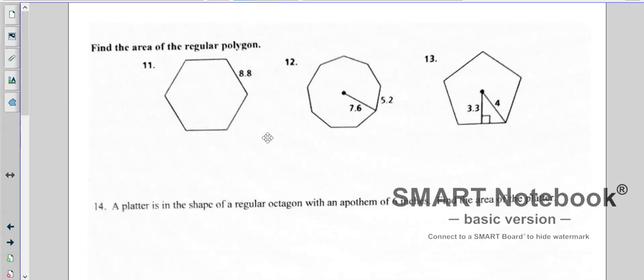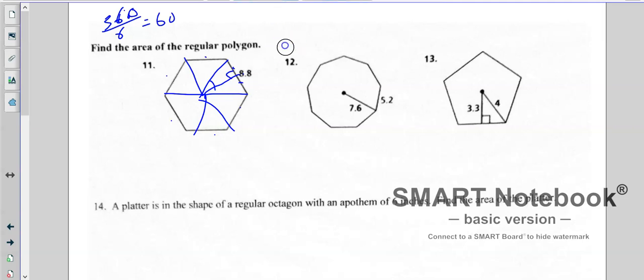All right, so in number 11, we have 1, 2, 3, 4, 5, 6. We have a hexagon, right? Which means that we have 6 central angles. So if we do 360 divided by 6, that's 60. So each of these angles here is 60. But remember, we always need to draw an apothem, which is an angle bisector and a perpendicular bisector. So what we end up with is this triangle here.